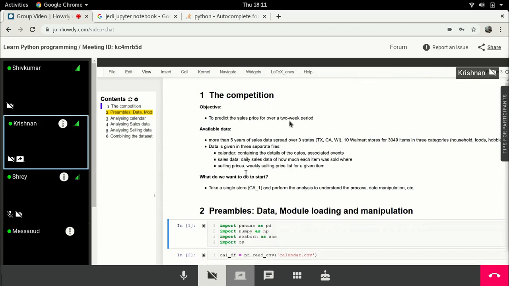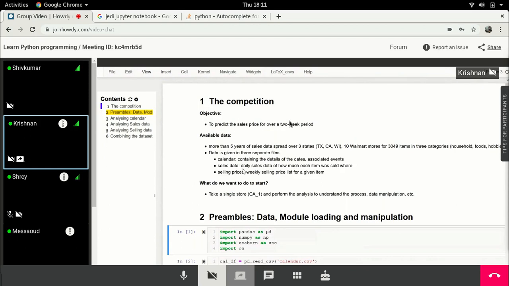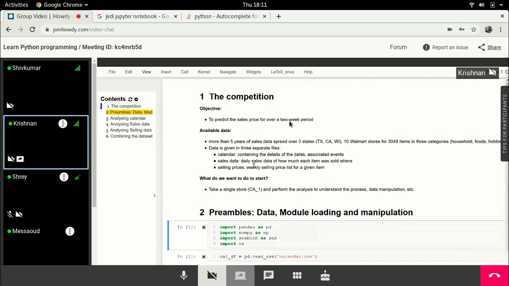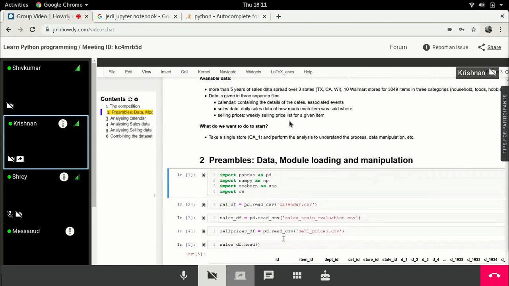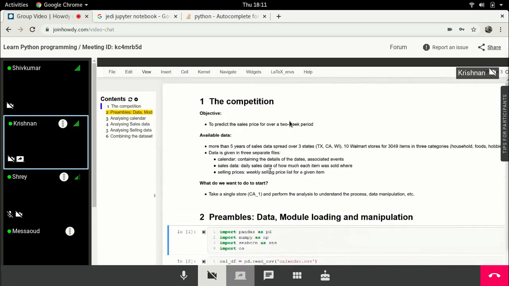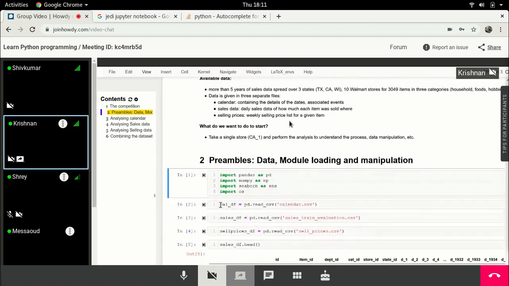After doing some initial analysis, we decided to focus on one store. Out of the 10 Walmart stores, the split is 4, 3, 3 or something like that. We chose to focus on a single store and analyze how the data is, and see if we can later extrapolate it or work with the rest of the data. To start with, we downloaded the data from Kaggle and loaded it into Pandas data frames: calendar, sales, and sell prices.